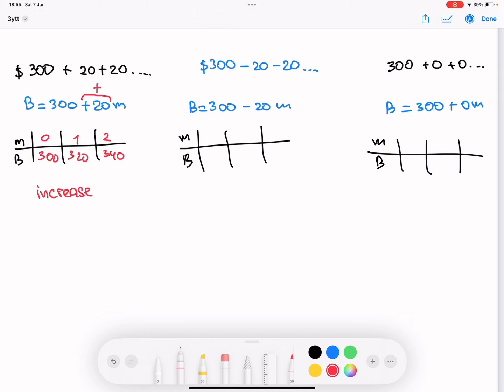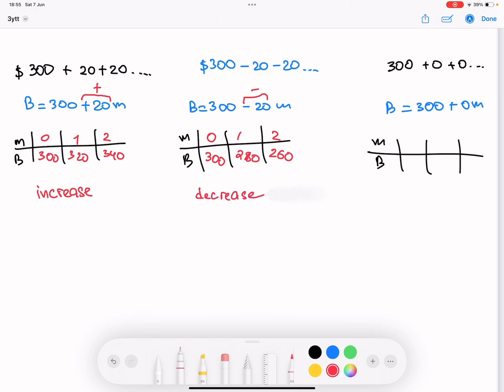And the second case, initially, when the number of months is 0, our initial budget was 300. A month after, it's 280. 2 months after, it's 260, and so on. As you see, the slope here is less than 0. I mean, it is negative. Because the slope is negative, the initial budget decreases.